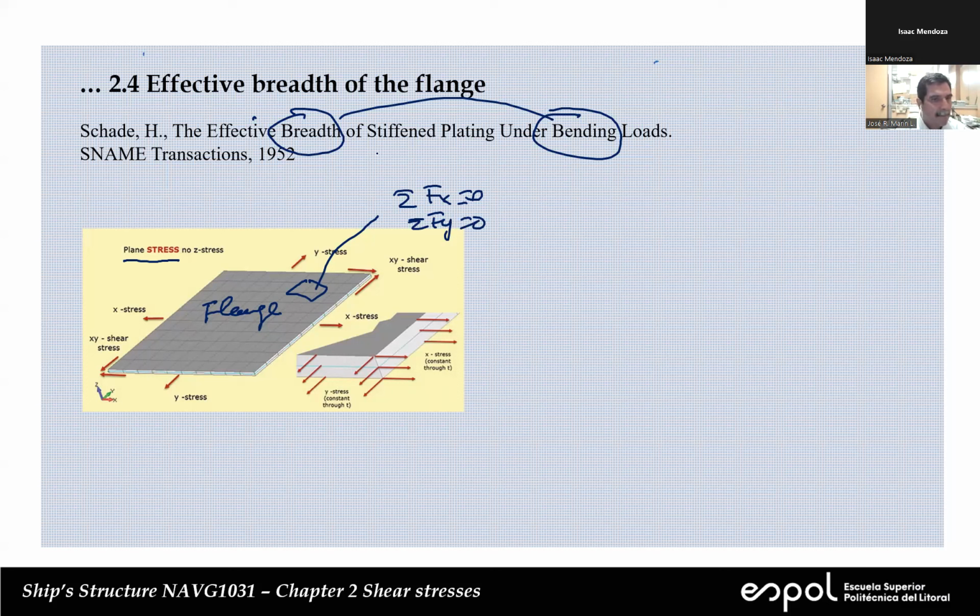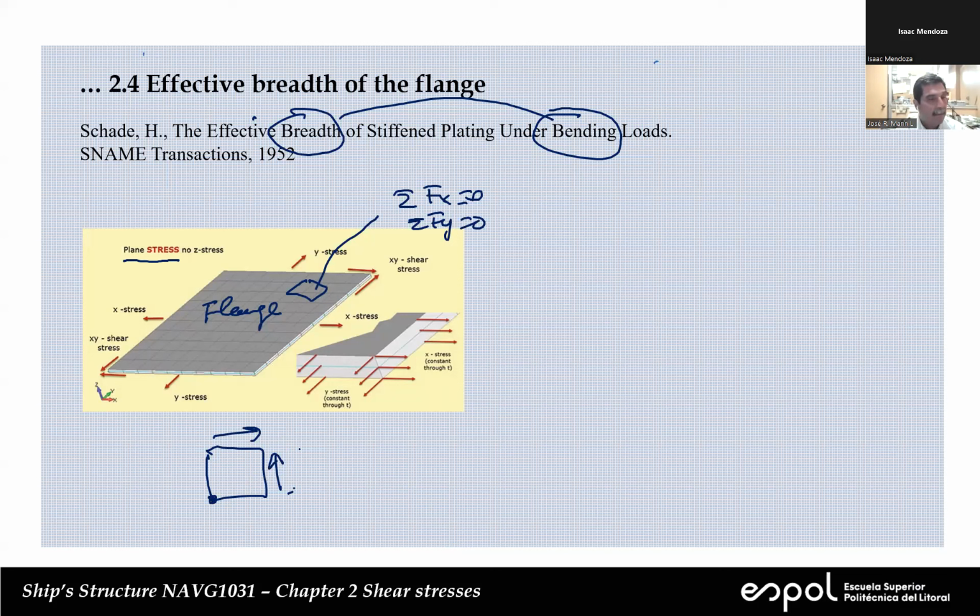Anybody? Summation of moments equal to 0. What will you get if you do that in this case? Equal to 0. No. So if you do this, something like this, you take summation of moments.